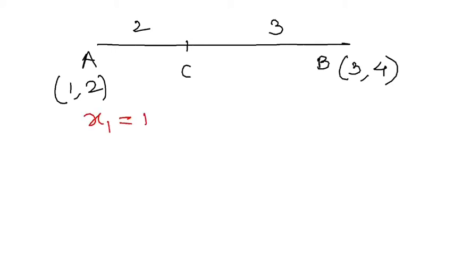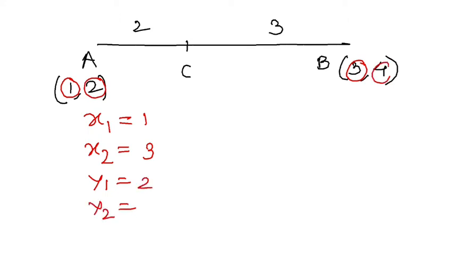Let us say you are being given a line segment like this, and let's say A has coordinates 1 and 2 and B has coordinates 3 and 4. Now there is a point over here, let's say C, and C has divided the entire line in the ratio 2 is to 3. So basically, from here the data I have is x1 equal to 1, x2 equal to 3, y1 equal to 2, and y2 equal to 4.